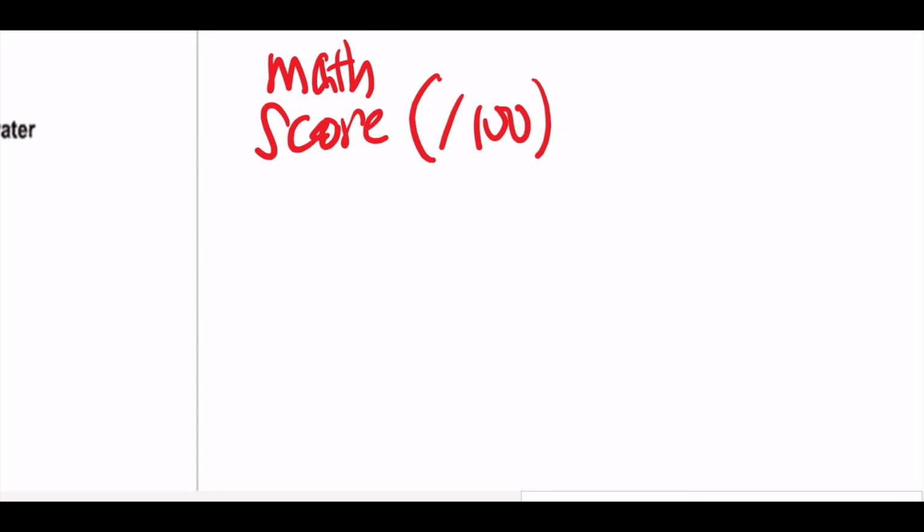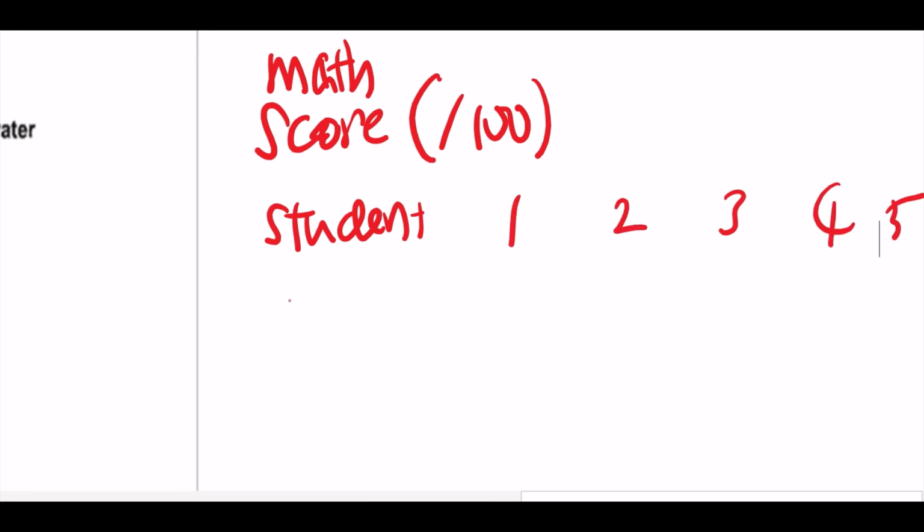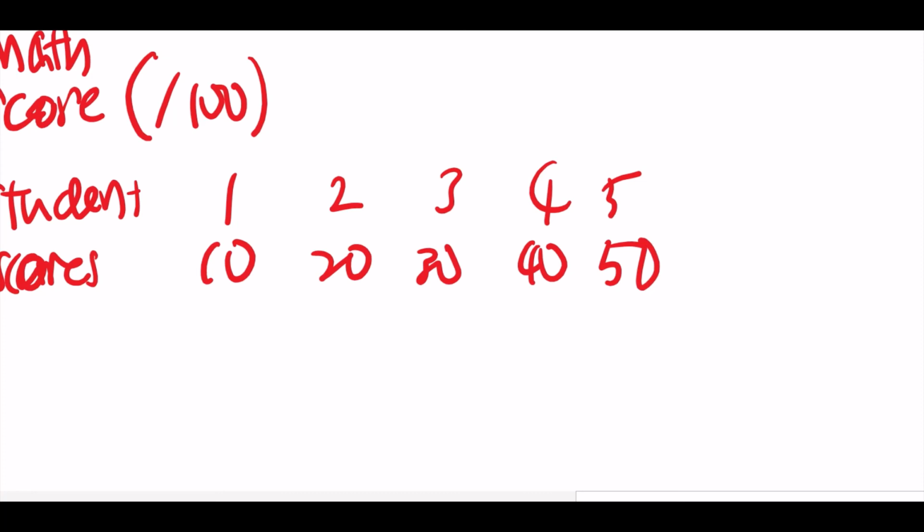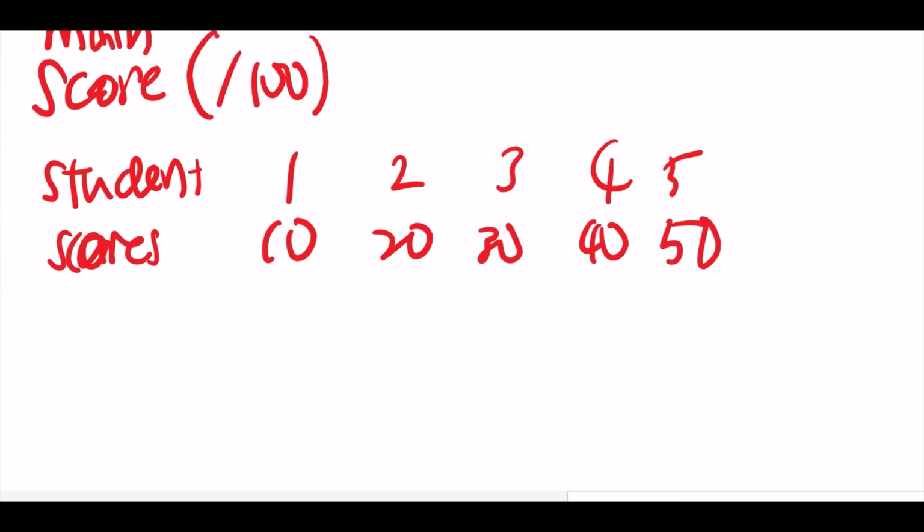Okay, so let's say we have 5 students, right? Student 1, 2, 3, 4, 5. And their scores are, for example, let's just take 10, 20, 30, 40, 50. Okay, let's make it simpler. What is the average score for this bunch of students?